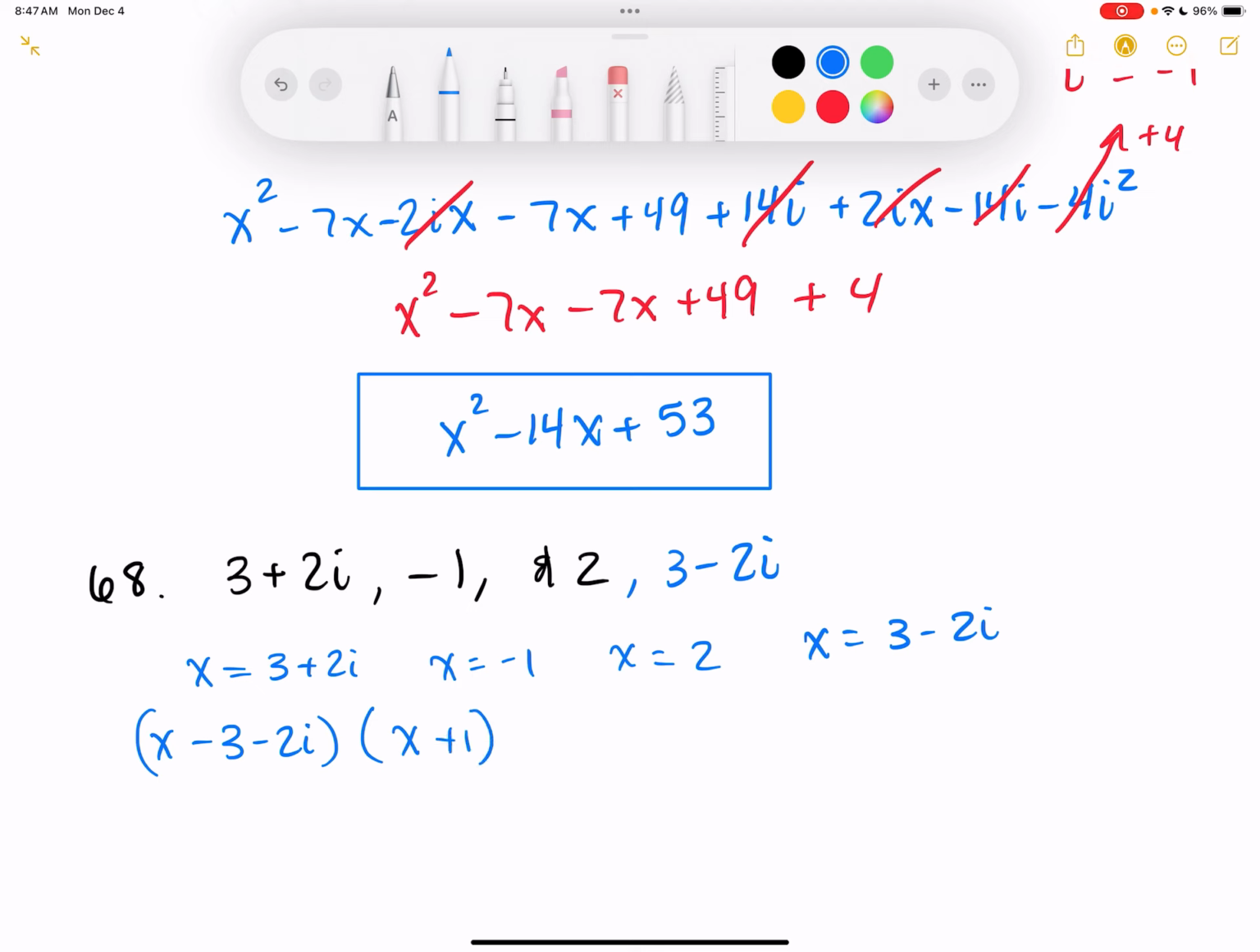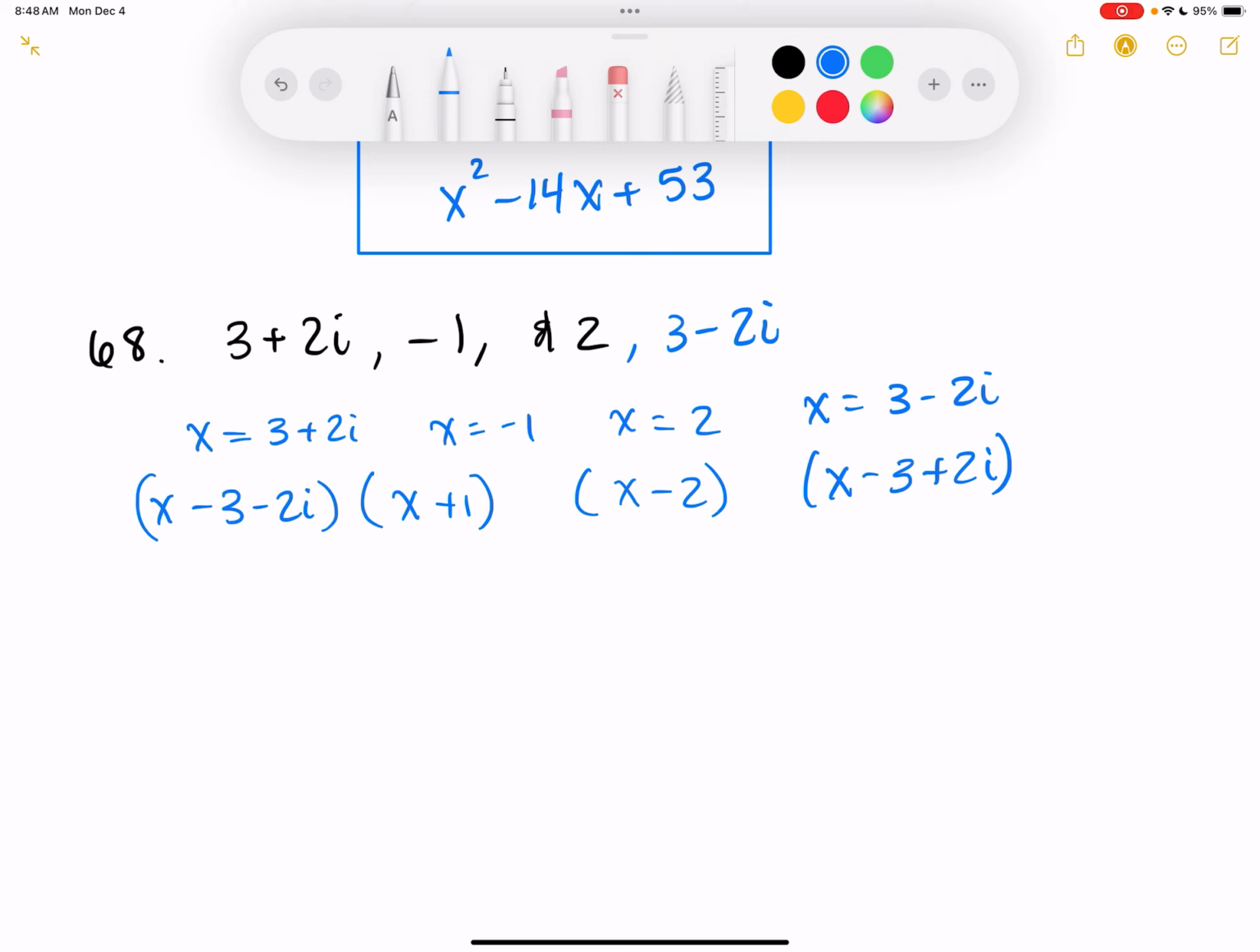x plus 1 is going to be a factor. x minus 2 is going to be a factor. And x minus 3 plus 2i is going to be a factor. Now, I would recommend when you set these up to actually multiply them through that you do the x minus 3 minus 2i and the x minus 3 plus 2i side by side, and then the x plus 1 and the x minus 2 side by side, because we can do two factors, like our two FOILs, simultaneously and then get that all worked out.